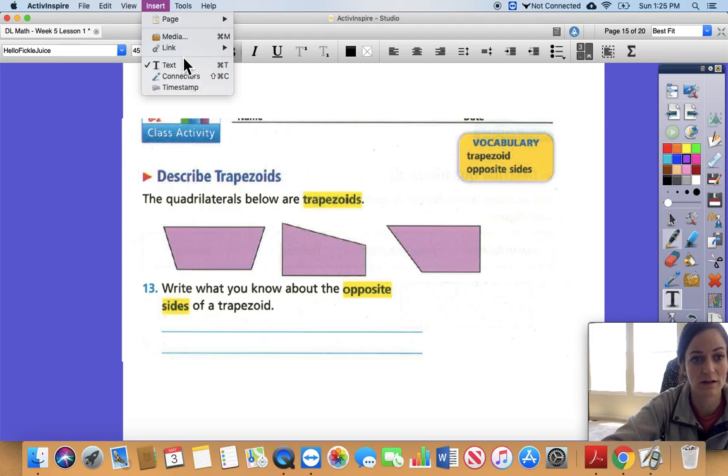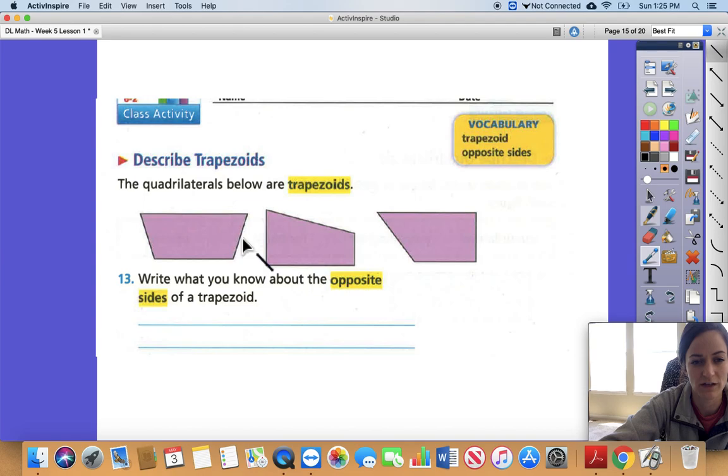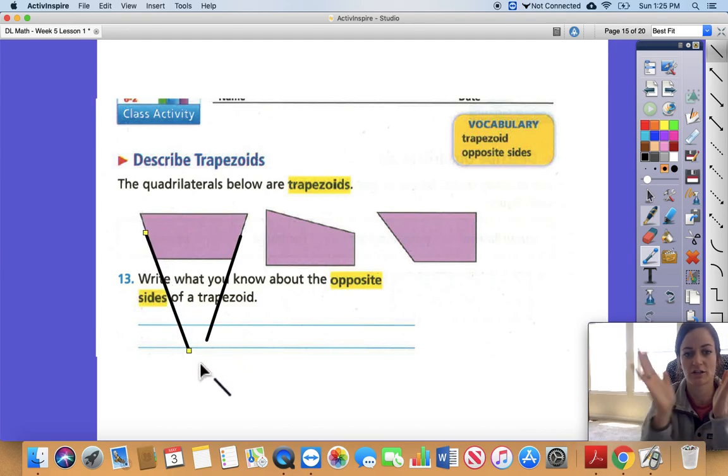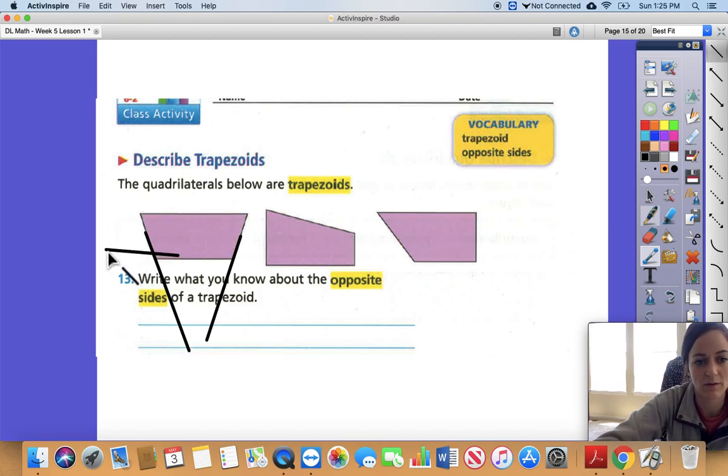If I were to take my little connector, where did it go? If I were to connect, or like extend these lines out to see if they're parallel, do you see how these sides would eventually touch each other? So they're not parallel to each other. These sides, however, are parallel to each other.